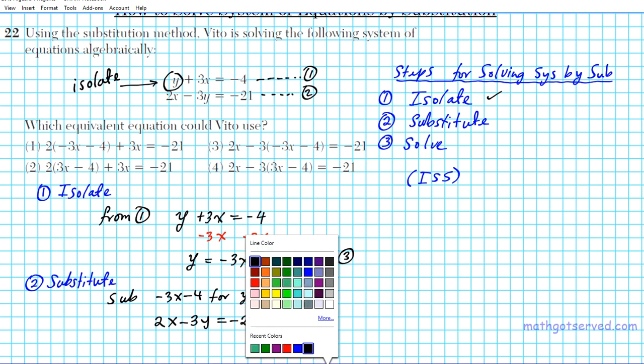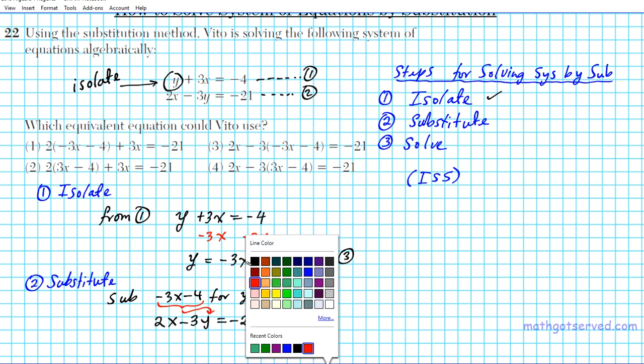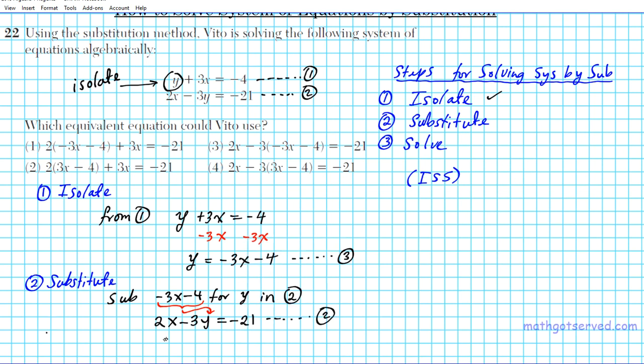To do that, we take negative 3x minus 4 and plug it into the y spot in equation 2. So what results after that? When we execute that step, we're going to have 2x minus 3, and instead of y, we replace it with the y value that we got from equation 1, which is negative 3x minus 4, equals negative 21. Let's freeze right there, because it looks like we have a format that's similar to what we have here.